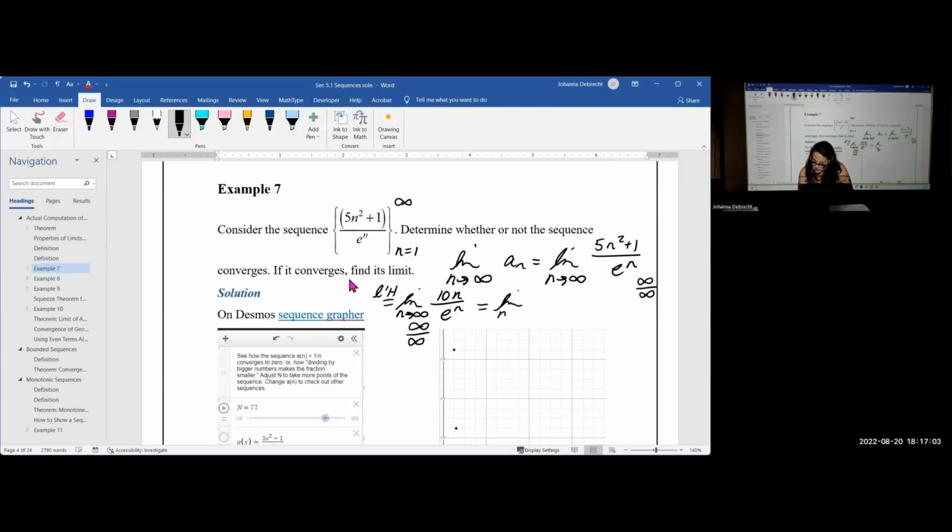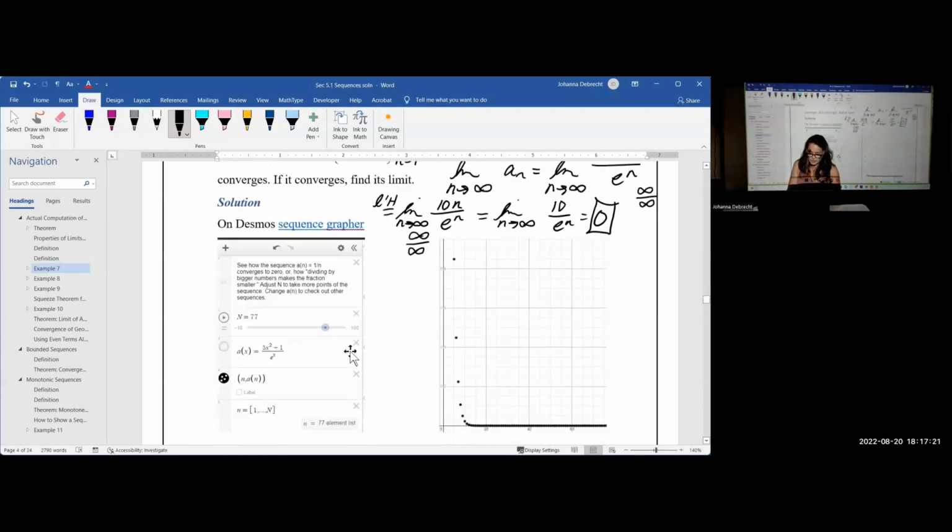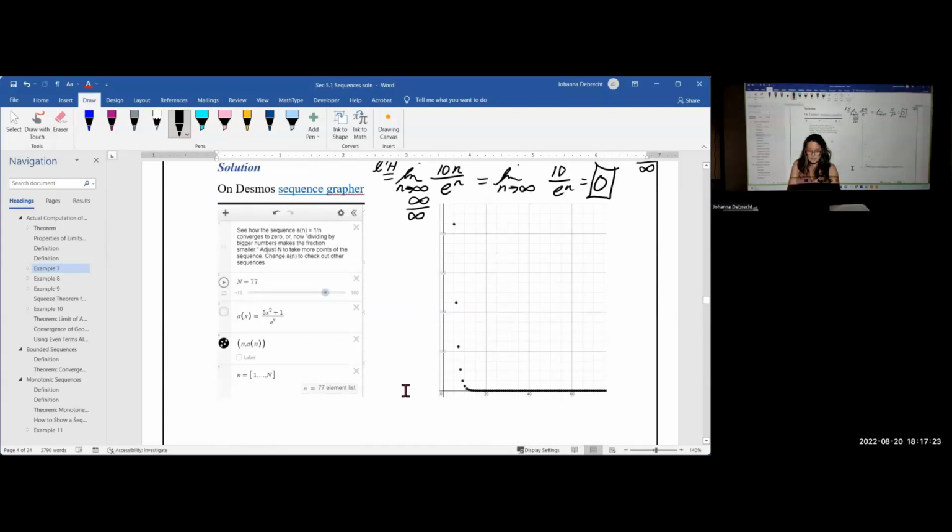and this would lead to the limit as n goes to infinity of 10 over e to the n, which is 0, which we saw in the graph below. So we've established that the limit is 0 algebraically by taking the limit, and we've also established it graphically by looking at the sequence grapher right here. We can tell that it gets low very, very quickly.